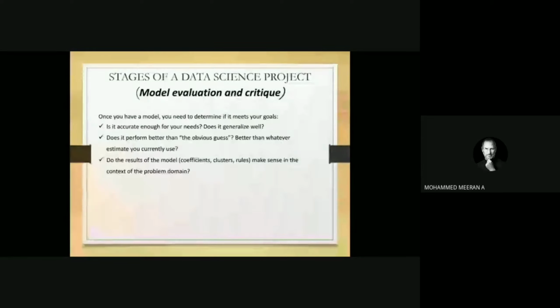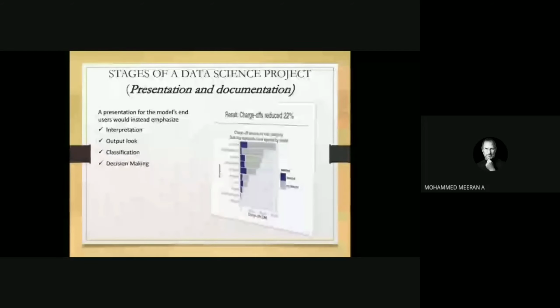If you have answered no to any of these questions, it is time to look back to the modeling step, or decide that the data doesn't support the goal you are trying to achieve. So you have to get back to the model. This is the model evaluation and critique. Next one is presentation and documentation. Documentation means the people involved in the project have to maintain what they are doing. That should be documented. So that is called documentation.